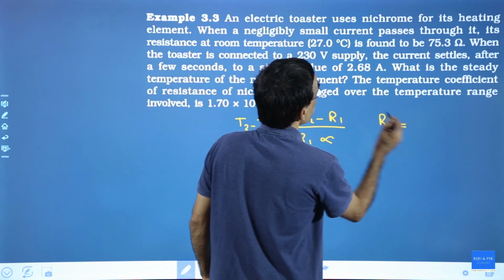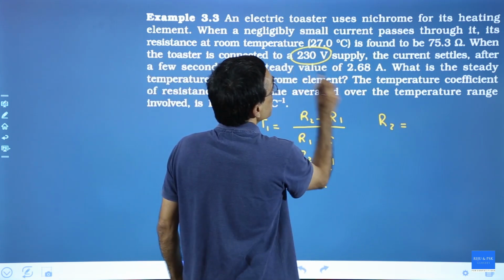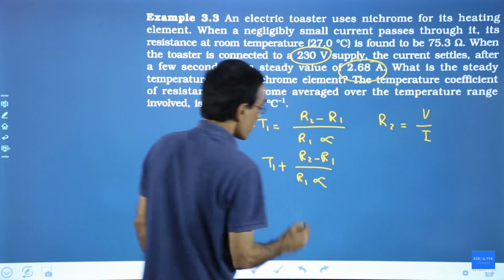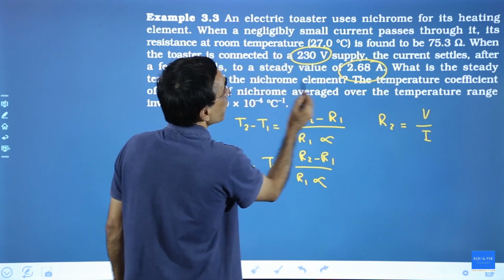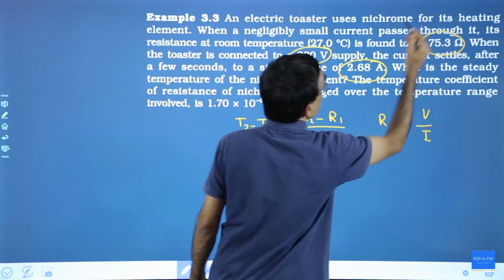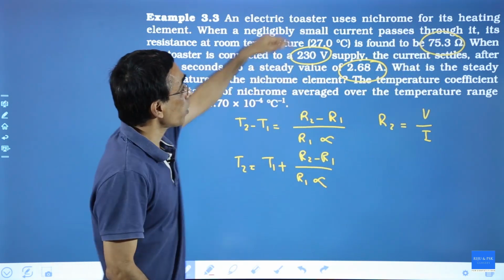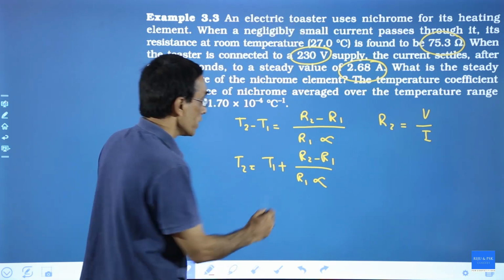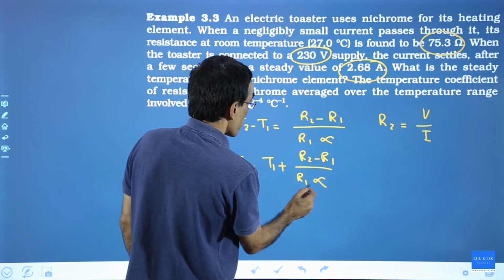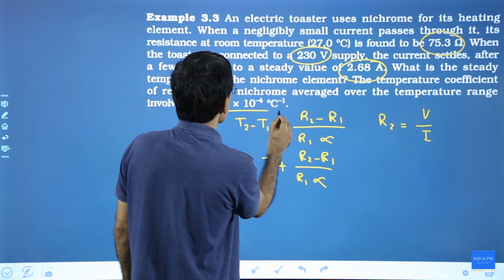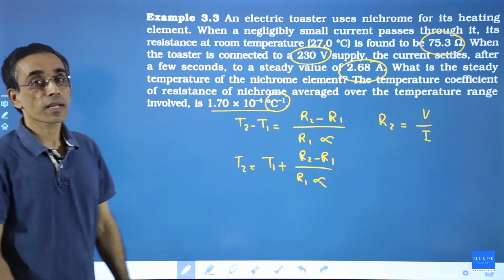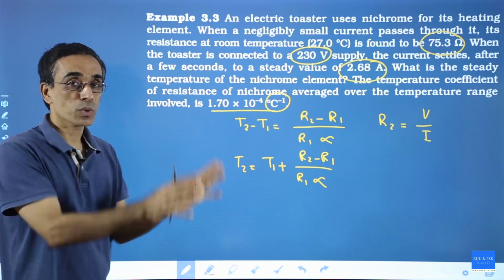R2 is calculated using this voltage and this current. So that is calculated as V by I. R2 minus R1, R1 is given, the initial value is given as 75.3. See, it is not at 0 degrees Celsius, it is at temperature 27. Okay, R2 minus R1, alpha is given as 1.7 into, see the unit, degree Celsius inverse. So just apply this one, get the answer. It's all in the NCERT textbook, just go through the solution.